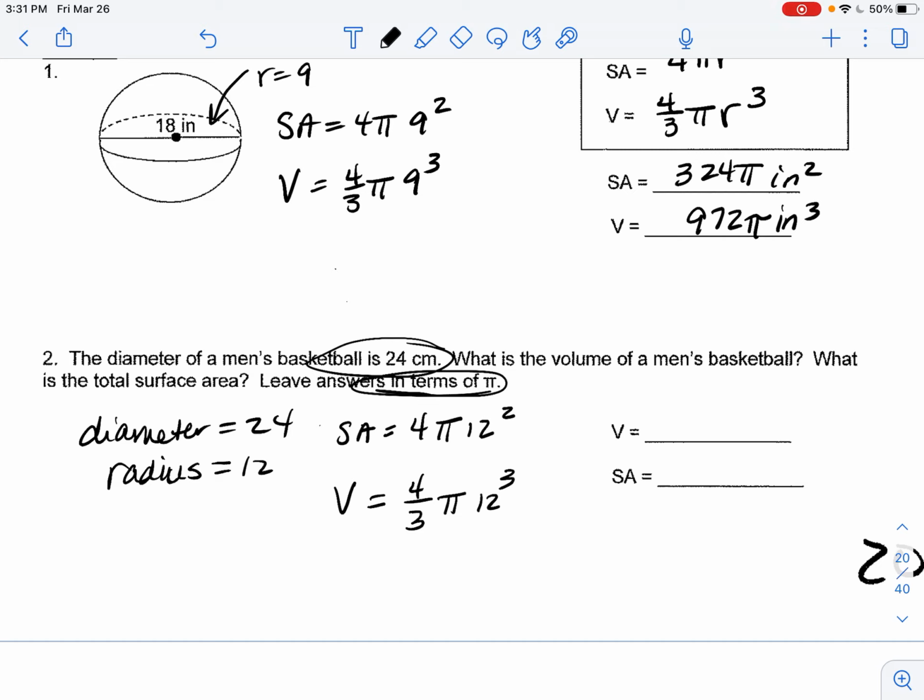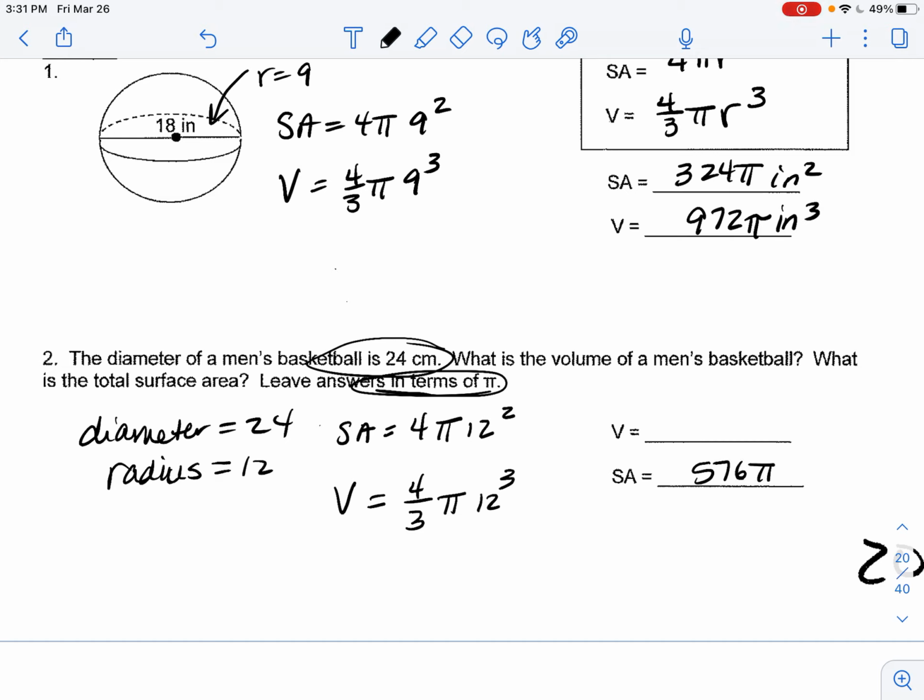And leave it in terms of pi, so I'm just going to put in my calculator 4 times 12 squared, and that's going to give me 576 pi, and this is going to be centimeters. Oops, I'm putting it on the wrong line. They switch these. Be careful with that.